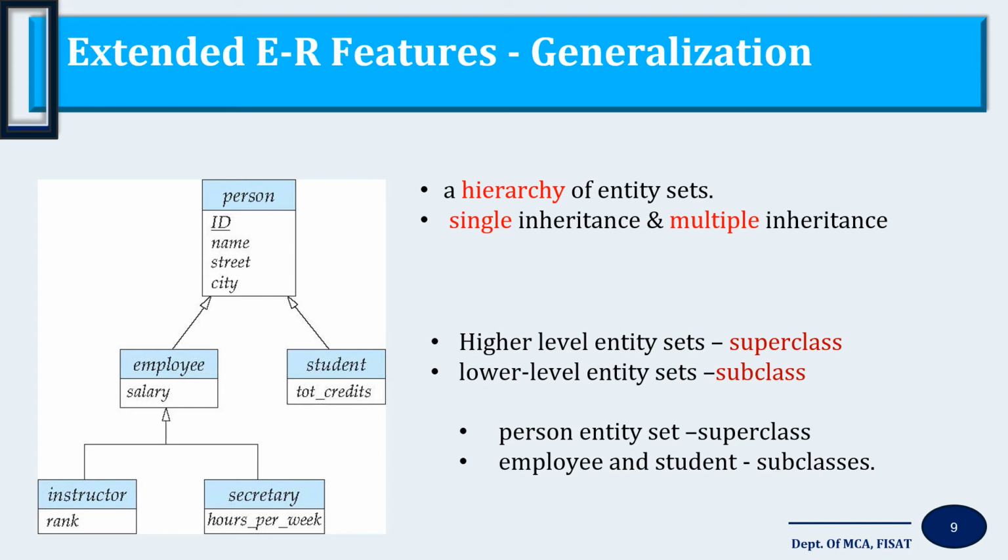This diagram specifies that it consists of a hierarchy of entity sets. The concept is similar to the single inheritance and multiple inheritance concept. The higher level entity sets can be called superclasses, and the lower level entity sets can be called subclasses. So this relationship can also be called a superclass-subclass relationship. Here the person is the superclass and the employee and student are the subclasses.